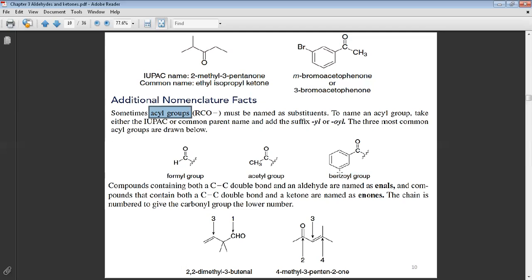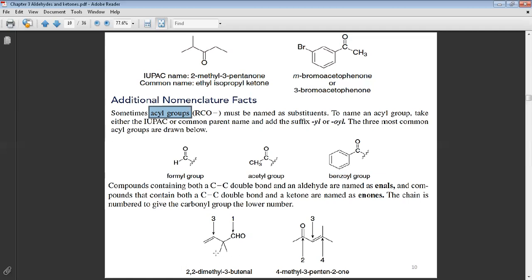And he said the compounds containing both a carbon-carbon double bond and an aldehyde are named as enal. That means this "en" from alkene and this "al" from aldehyde, it will be enal. Okay, it will be enal.